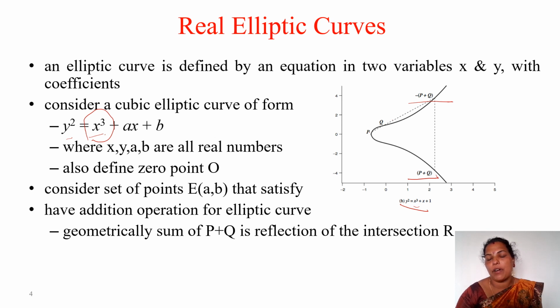Here we have the sum P plus Q. The reflection is here, that is minus P plus Q. Here this is the meeting point. The dotted line represents the meeting point. The meeting point is represented as the reflection of the given R value. That is called a real elliptic curve. The pictorial representation depicts an elliptic curve. This is the representation for the elliptic curve.